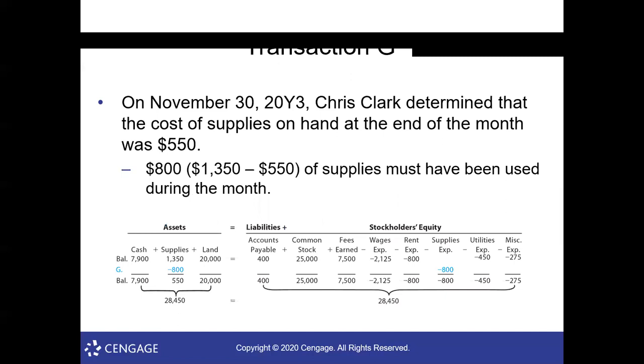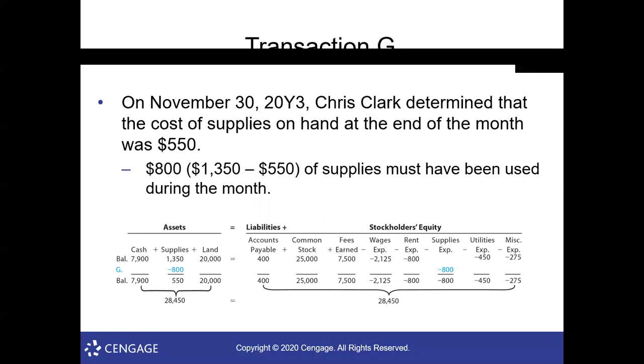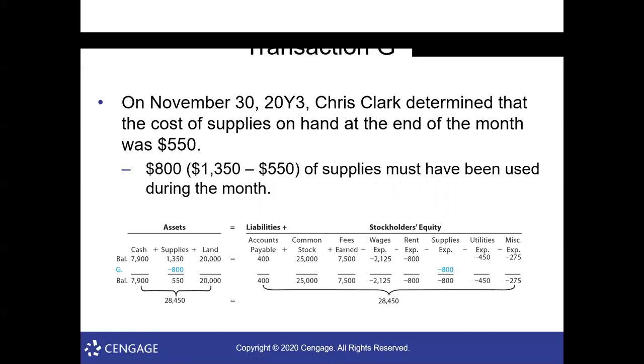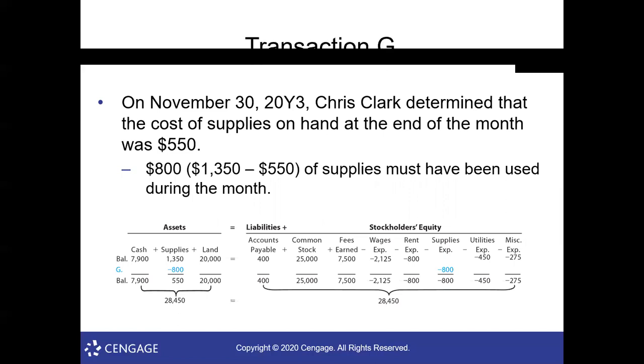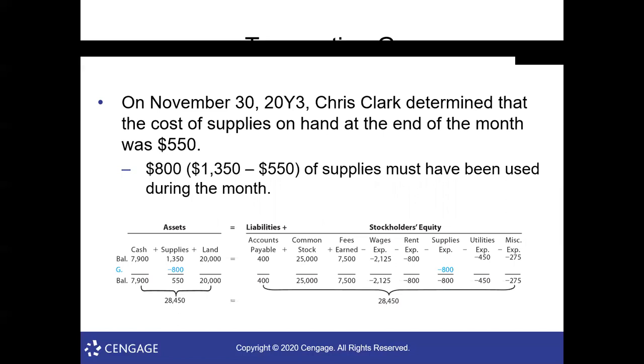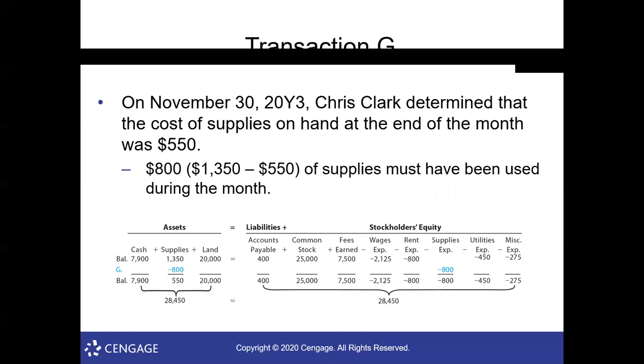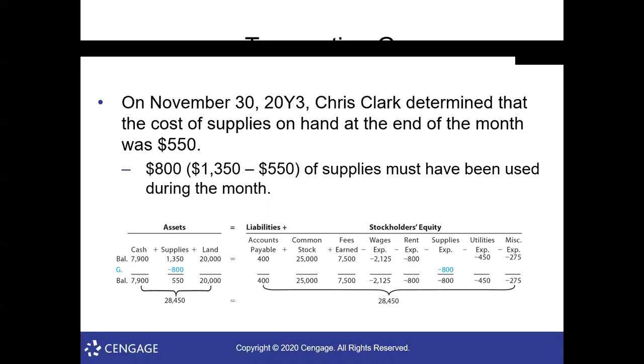And then we go in at the end of the month and we count up the number of supplies that we have left. And we determine that we have $550 still on the shelf unused. So that means we used up $800 worth of supplies. And that is a supplies expense, another type of expense incurred in order to generate the revenue for the month.